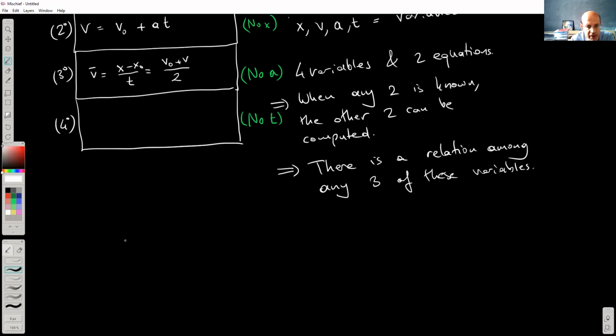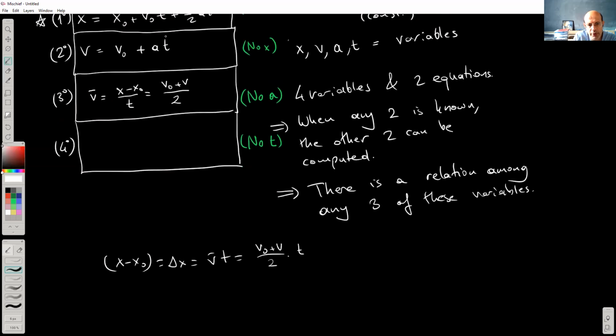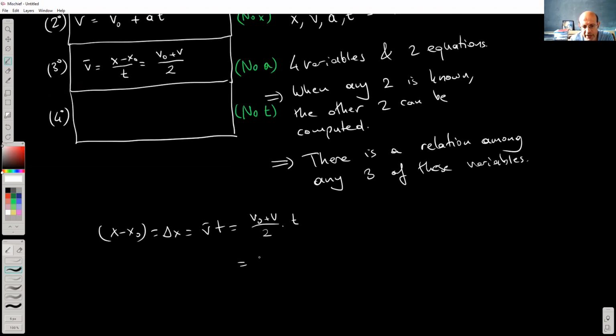I'm just going to start with x minus x0. That's equal to, let's see. Yeah, I'm sorry about that. So that's displacement. So that's equal to the average velocity times t. So average velocity was this. Okay. And then I'm going to use t from the second equation. So insert it in here. So that's basically the change in the velocity divided by the acceleration.